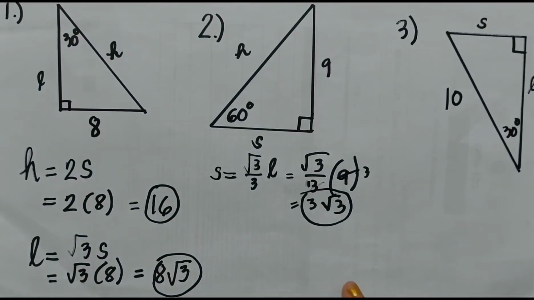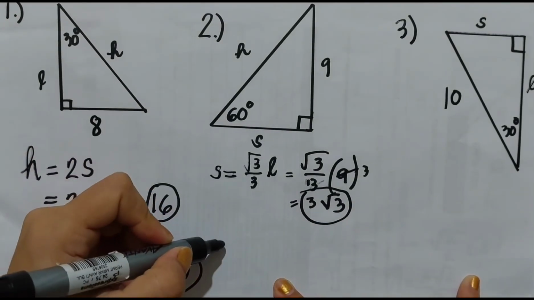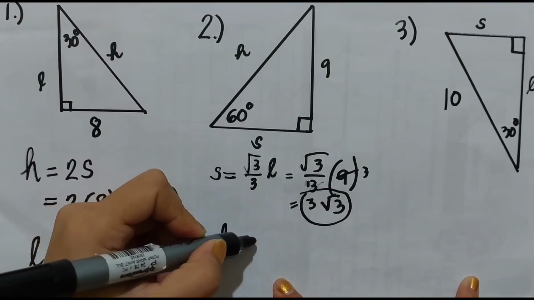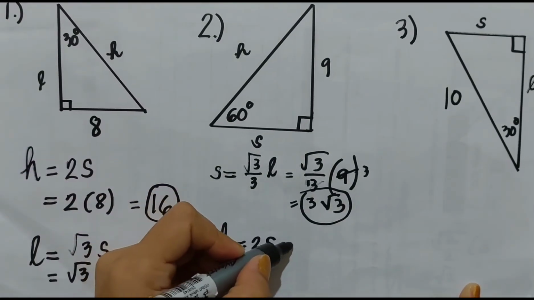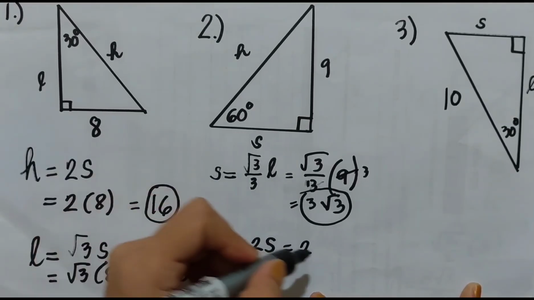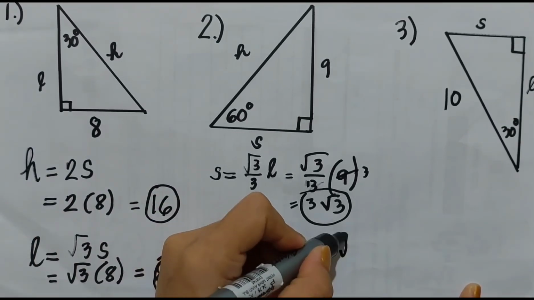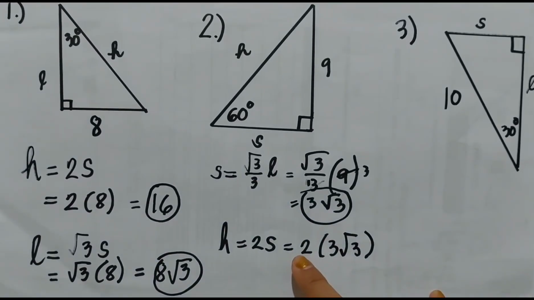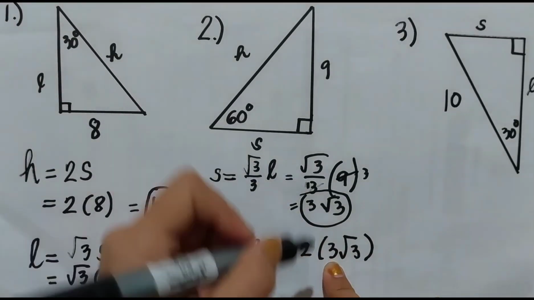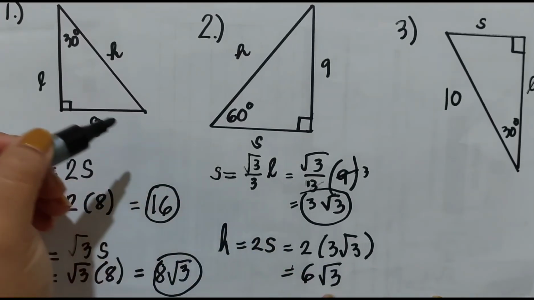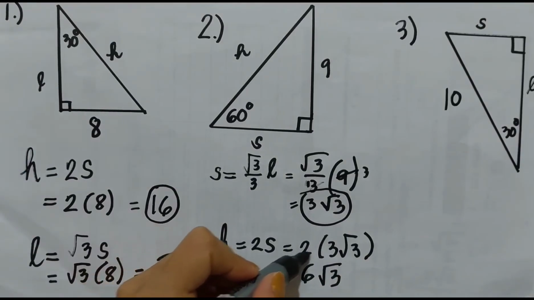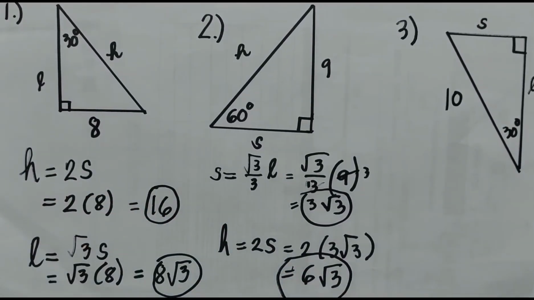Then to find the hypotenuse, it is twice the shorter leg. So the hypotenuse is equal to twice the shorter leg. Substitute: 2 times 3 square root of 3. You multiply 2 with 3, that is 6, and just copy square root of 3. Therefore, the hypotenuse is 6 square root of 3.